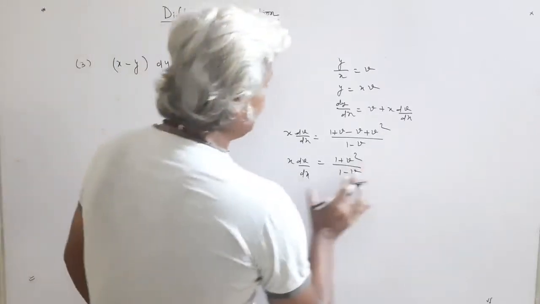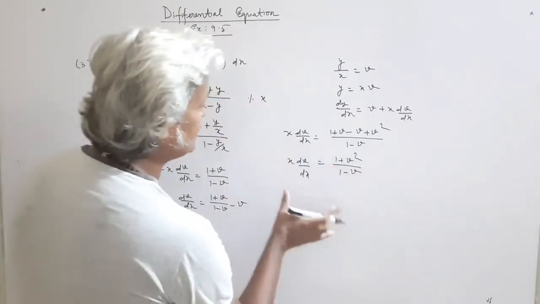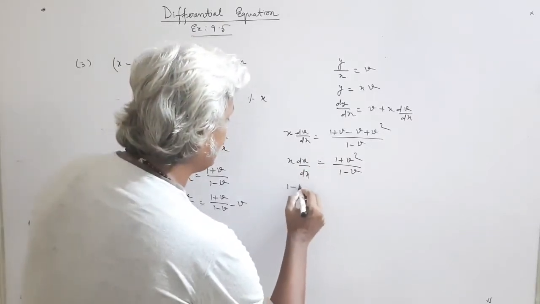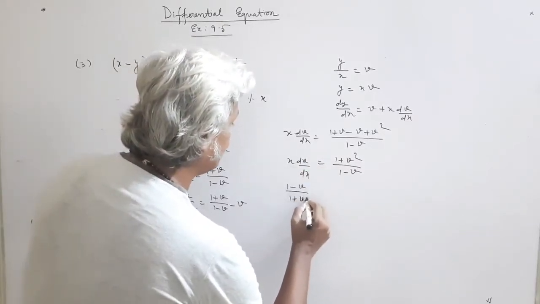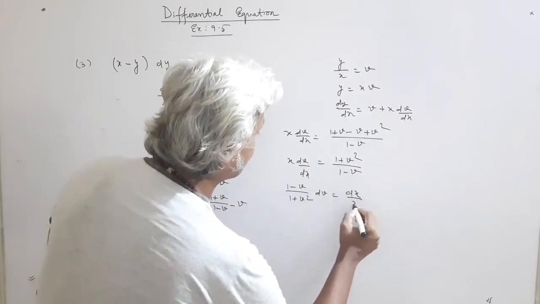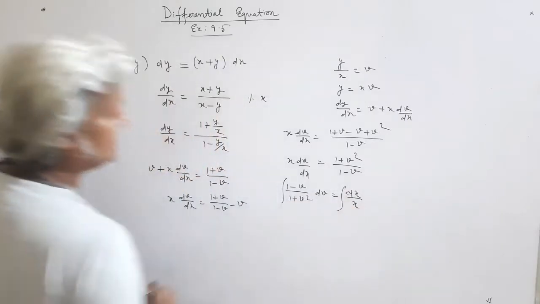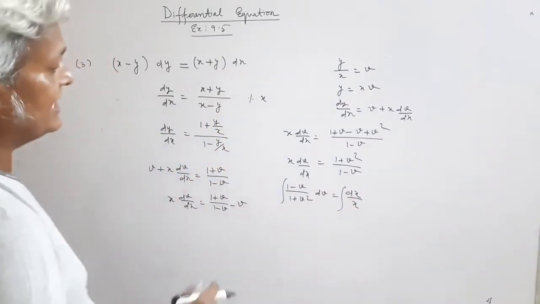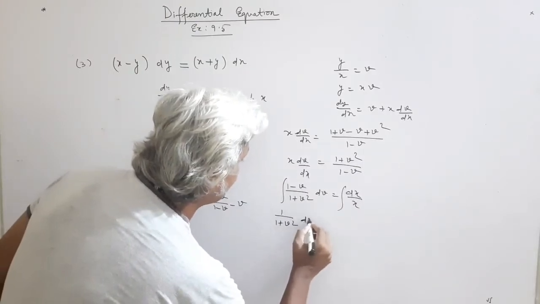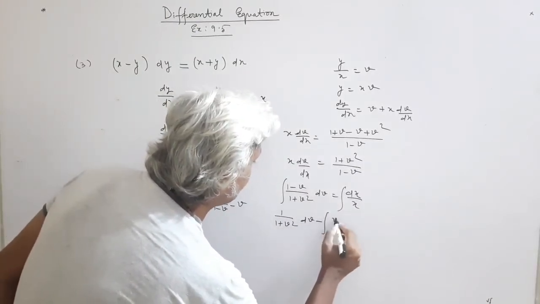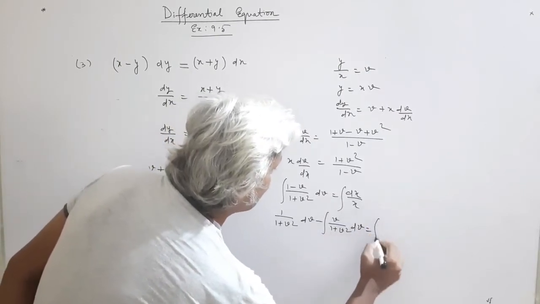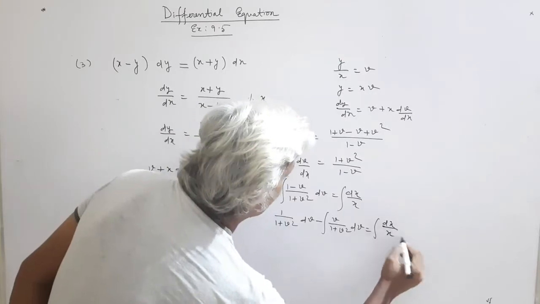Now I have to use the method of separation of variables, keeping the functions of v together with dv. So here I get 1 minus v over 1 plus v square dv as dx over x. Now if I integrate these, I find two integrals: one is 1 over 1 plus v square dv, minus another one, v over 1 plus v square dv, and that is the integration of dx over x.